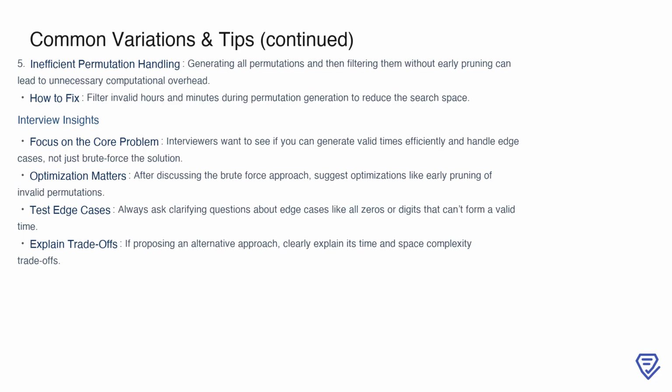For instance, you might want to confirm whether all zeros are valid or what to do if no valid time can be formed. Finally, if you propose an alternative approach, make sure to explain the trade-offs clearly, especially regarding time and space complexity. This demonstrates both your problem-solving skills and your ability to think critically about efficiency.